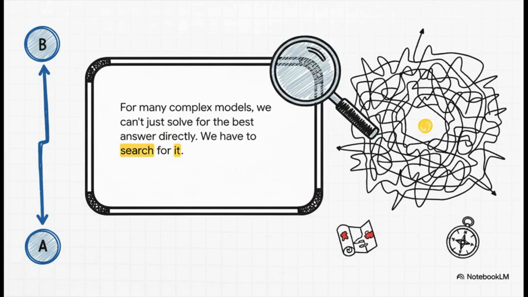Now, you might be thinking, can't you just use a fancy math equation to find the perfect answer right away? And for super simple problems, maybe. But for the really cool stuff, like the neural networks that power AI today, there's no magic formula. The world of possible answers is just too massive and complicated. We can't solve for the best one. We have to search for it. And gradient descent is our GPS for that search.